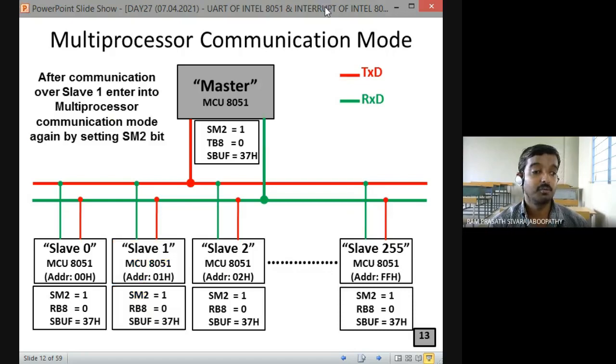Now we will continue. After the multiprocessor communication mode is over, slave 1 will again set the SM2 bit, so that again all slaves are waiting for the address. If sending an address, what should TB8 be? 1. If sending data, TB8 is 0. That's it.